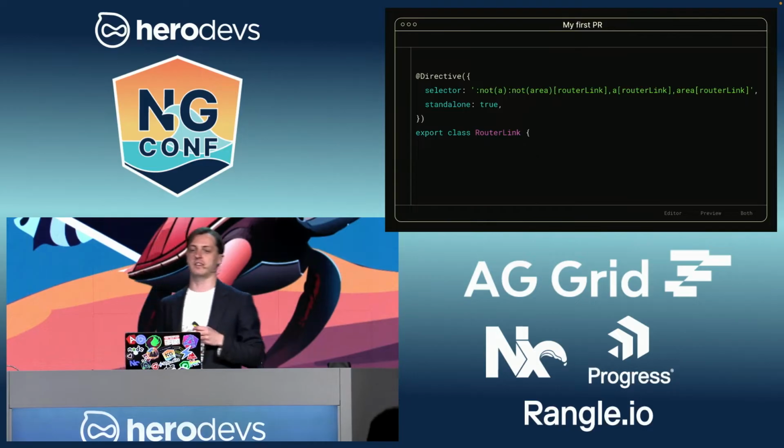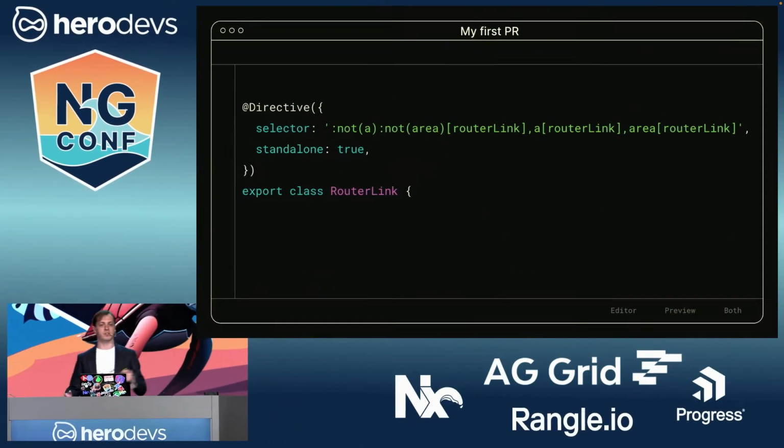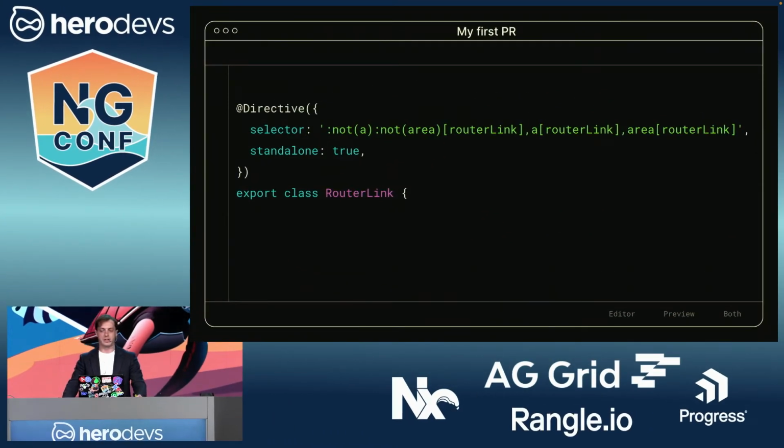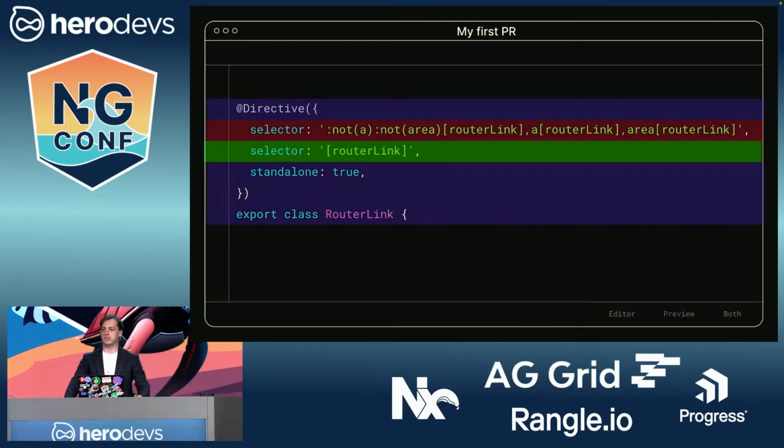Here, look at this directive. Router link, you know it very well, you use it probably in most apps. And look at the selector. This caught me off guard. I said, oh, looks like something that could be refactored quite easily. And this is the change I made. I was like, oh, seems reasonable. Why not commit it and make a PR out of it?